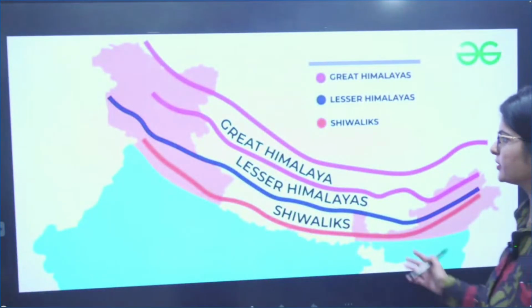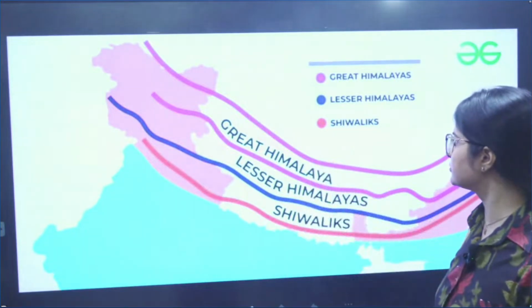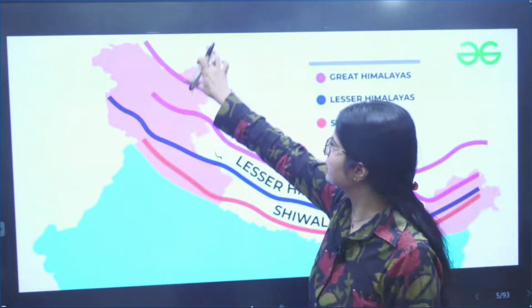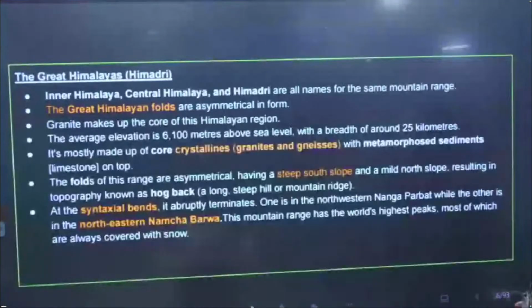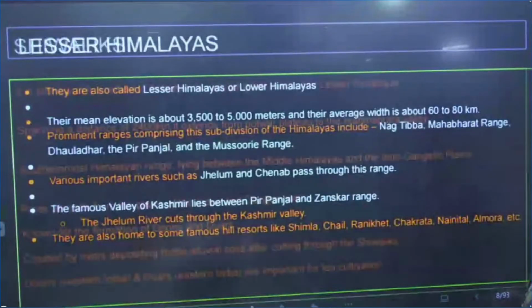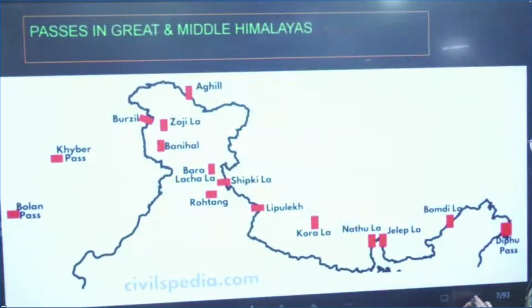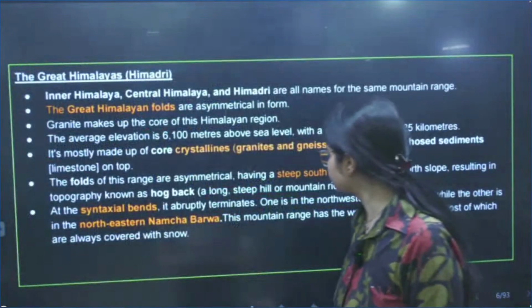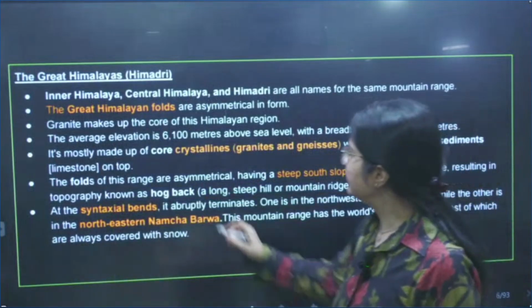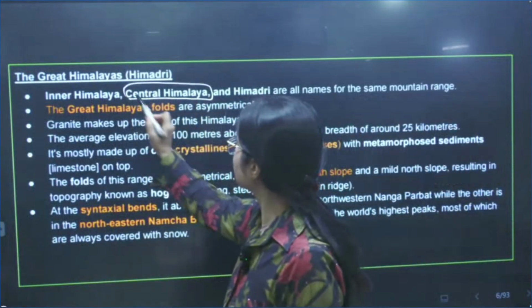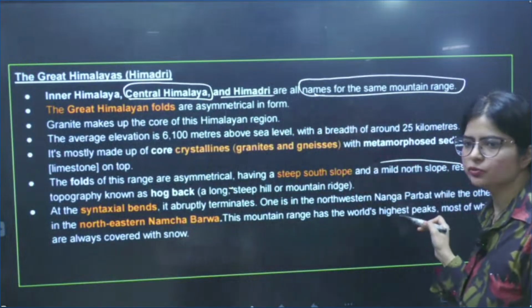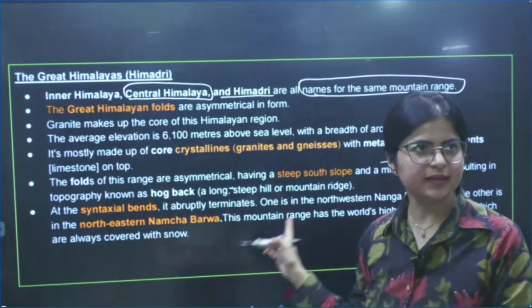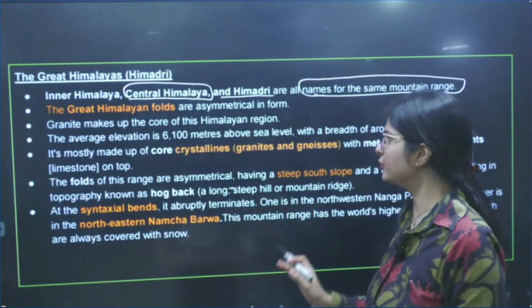This is again a better representation of the same, but the way they have drawn it is wrong because they have taken the Great Himalayas to a higher level. Now, some of the points which you can add from here: Inner Himalayas. We call it the central Himalayas also. Himadri, we have already discussed this. Nothing new to be added. If any new point is there in this slide, then please add it in your notes.